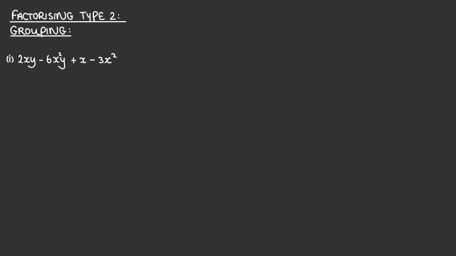The difference between grouping and taking out common terms is that with grouping, we have to split the expression into two halves and then take out common terms. Sometimes the expression won't be written in the correct order, so you will have to reorder the expression in order to be able to take out common terms on both sides. Grouping is used when we have four terms with no common factor between them all.